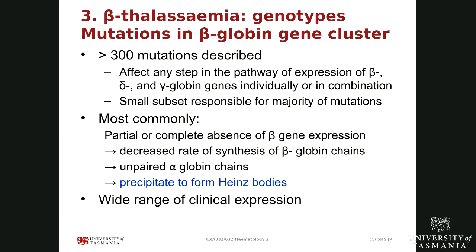When we have beta thalassemia, because we have fewer beta chains being produced, this means that we have unpaired alpha globin chains. So just as unpaired beta globin chains produce hemoglobin H, unpaired alpha globin chains can also precipitate, but they form Heinz bodies. So they are another way in which we can have Heinz body formation. So we have Heinz body formation in G6PD deficiency. We have Heinz body formation in beta thalassemia. Again, we have a wide range of clinical expression depending on the rate of synthesis of the beta globin chains.